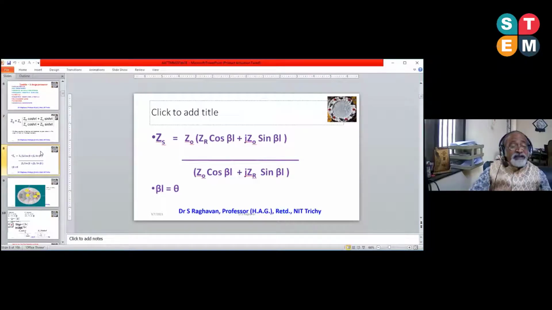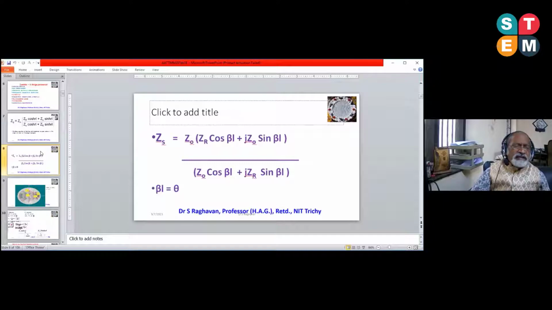This is sufficient. Beta is 2 pi by lambda g. L, you can put anything from 0 to lambda g. Each length has got different properties. Suppose if you put 5 by 16 lambda g, you get a very important property, which is equivalent to an isotropic antenna. So that way, you take this equation, find out everything.